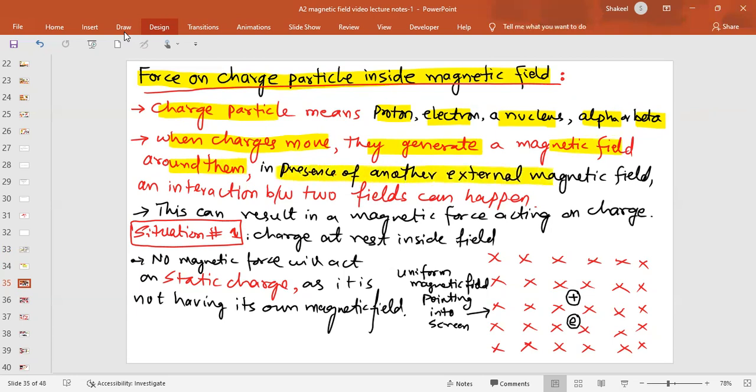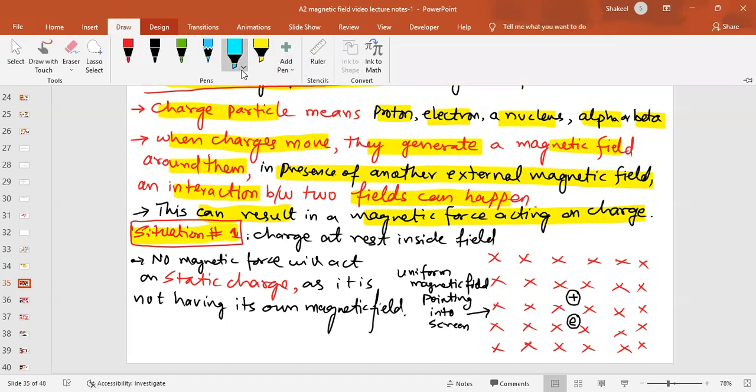Well, in the presence of another magnetic field, like if the charged particle is moving inside a magnetic field and it is producing its own field as well, there would be two fields. These two fields will be interacting with each other, and due to this interaction, this can result in a magnetic force acting on the charged particle. So this is basically the reason: the interaction of the magnetic field by the charge and by the external field. Well, there can be three situations. Let's look at them one by one.